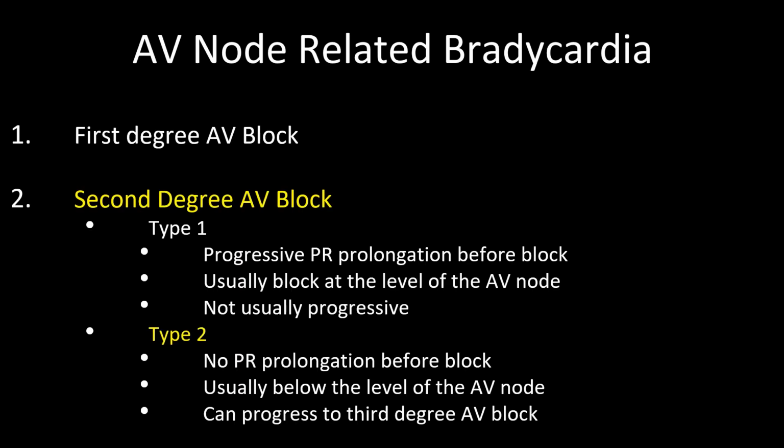Now, looking at second degree type 2 AV block, in this case, again, some of the P waves conduct and some don't, but there is no prolongation of the PR interval before the block. Type 2 block usually occurs below the level of the AV node, usually at the His-Purkinje system. It's important to recognize it because it can progress to third degree AV block or more advanced AV block. Thus, if you see type 2 AV block, because it is progressive and could get worse, there is indication for treatment, mainly inserting a pacemaker.